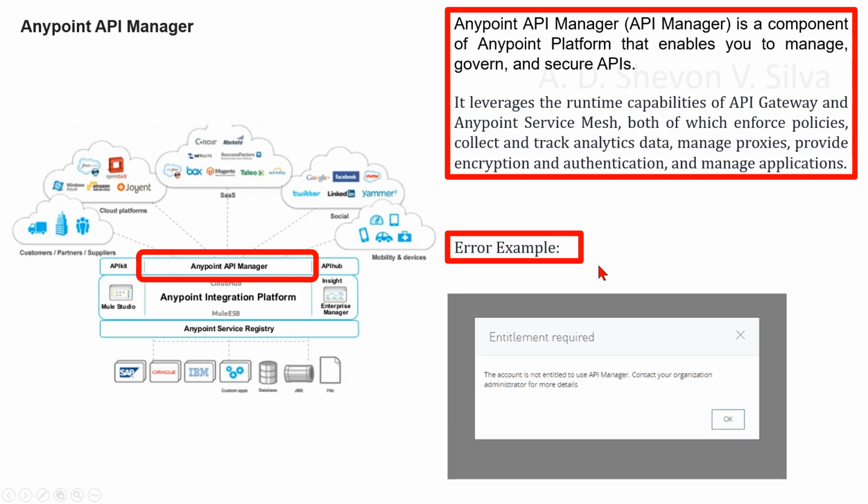As an error example, we can consider this one: entitlement required. Account is not entitled to use API Manager. Contact your organization administrator for more details.